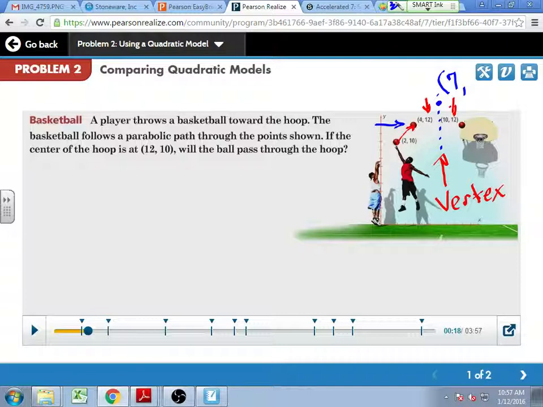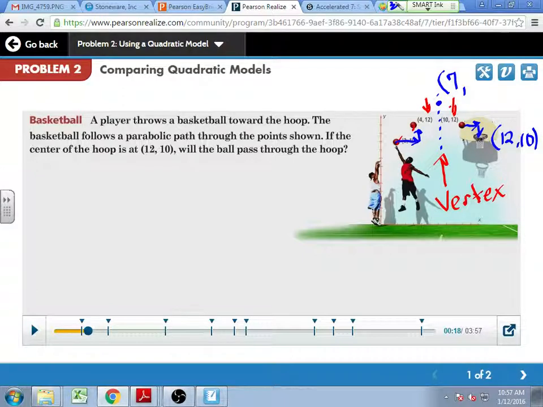If I go over 2 to get to 12, like this had gone over 2 to get to 4 and then went up 2, I would have to go down 2. That next point, 12, 10. Guess what the hoop is? Yeah, it would, just by visual reference.